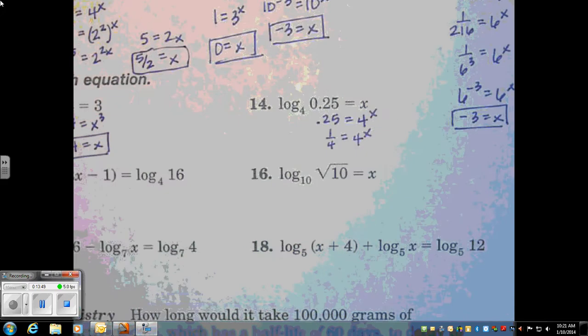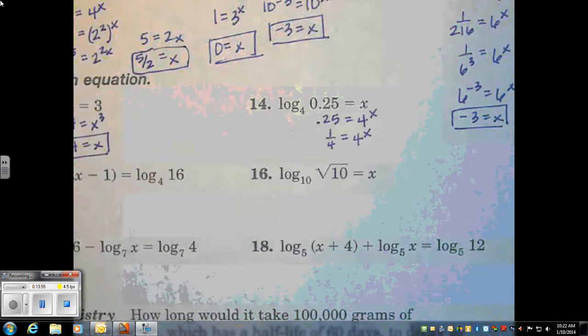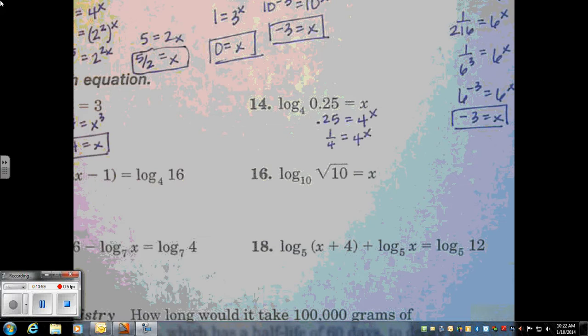Now when you get this far, it's kind of up to you. Some of you can tell really quickly that it's easy to make both bases, just leave them as 4s, but some of you are going to want to break it down all the way to 2s, and that's fine. Either way, you get the same answer.